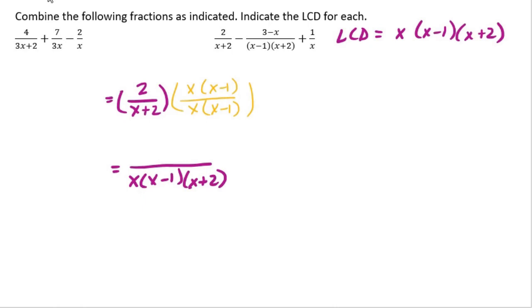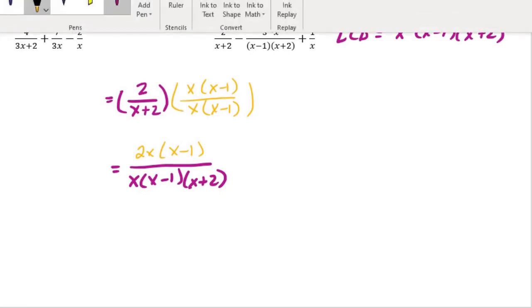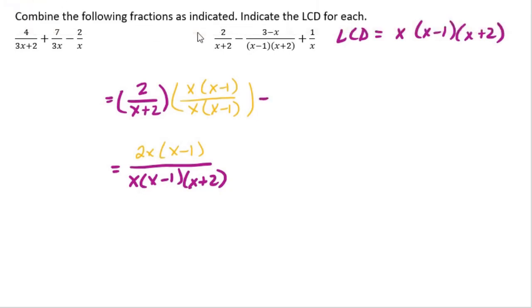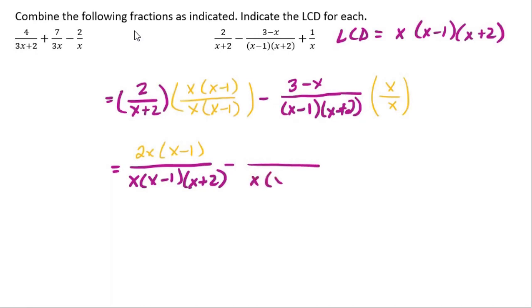You have to be a little bit careful when I'm simplifying the numerator here, so I won't do it all at once. I'll take the 2 and the x and multiply those together, and we'll use distributive property in the next step to keep going. All right, then I have 3 minus x over, this is great, I already have the x minus 1 and the x plus 2, so I only have to multiply top and bottom by x. And that gives us the desired denominator.